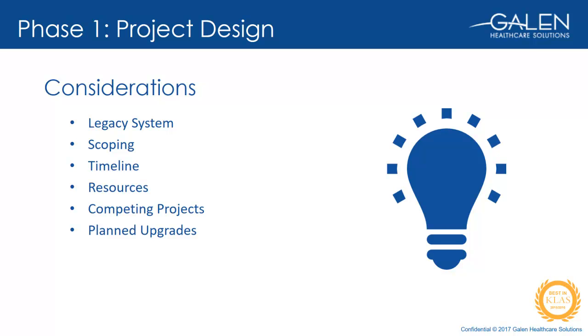And then finally, competing projects and planned upgrades also weigh heavily during the project design. They can have an effect on the availability of client resources, creating a need to update the project plan and adjust timelines. Upgrades to either the legacy or the target system can affect both how data is extracted and loaded. Knowing about these at the beginning of the project greatly reduces risk and helps to ensure the success of the migration.